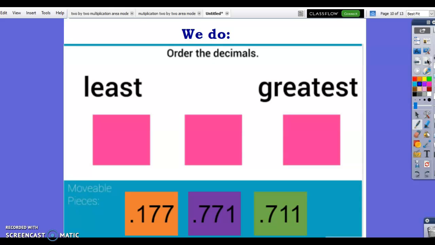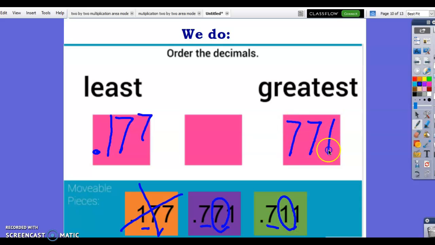Again, we start in our tens place. I have a 1, a 7, and a 7. So I'm going to start with my 1. It is the smallest. 177 thousandths. It's finished. Now I move to the hundredths place of these last two, and I have a 7 and I have a 1. So my 7 is my largest, 771 thousandths, and then I have 711 thousandths.